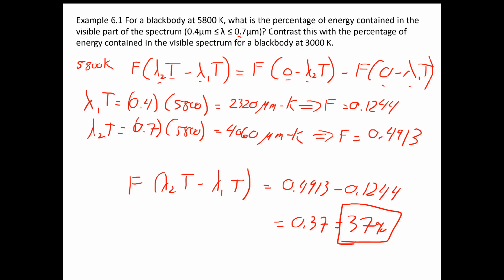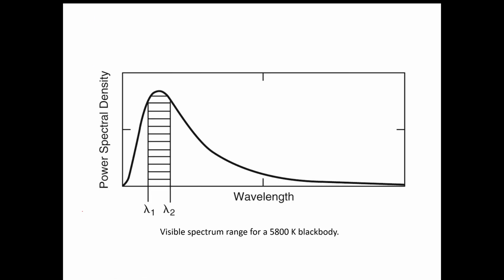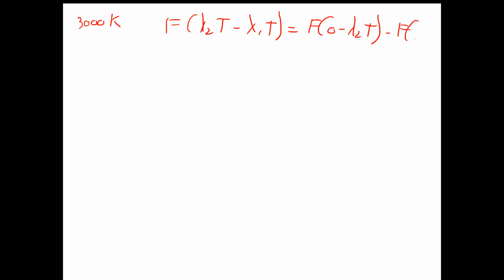Now, the problems ask you to take that and compare it to a black body at 3000 Kelvin. And this will help illustrate the fourth order effect that temperature has on energy. So again, you want to try to find the fractional energy between 0 and lambda 2 and subtract from that between 0 and lambda 1. So go ahead and do that.